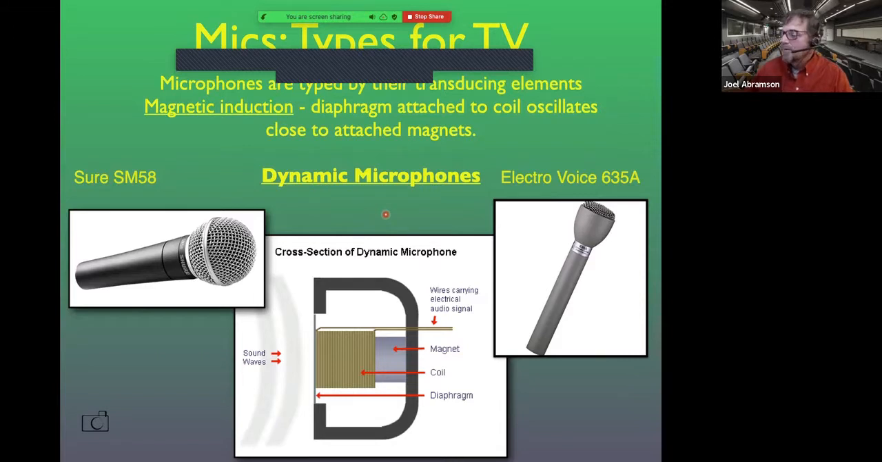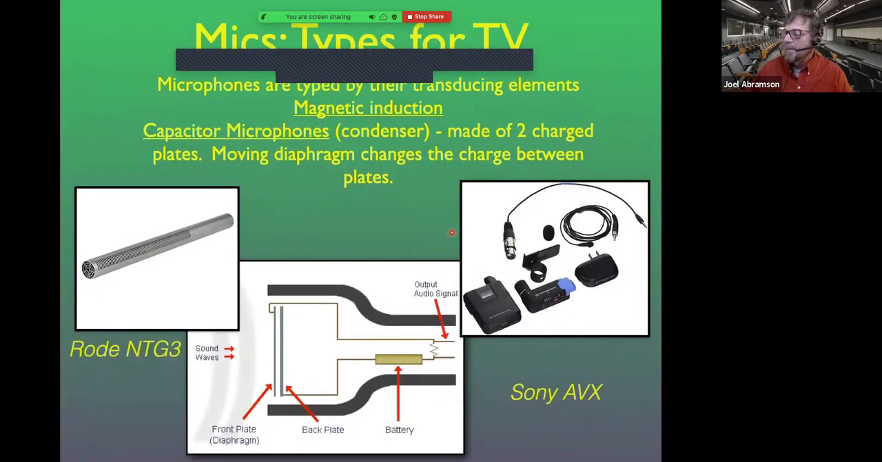The other type of microphone we use in TV primarily is a capacitor, or some people call it a condenser microphone. You can see there's two types right here. This is a shotgun microphone that you would use on a boom. And this here is a lavalier microphone.